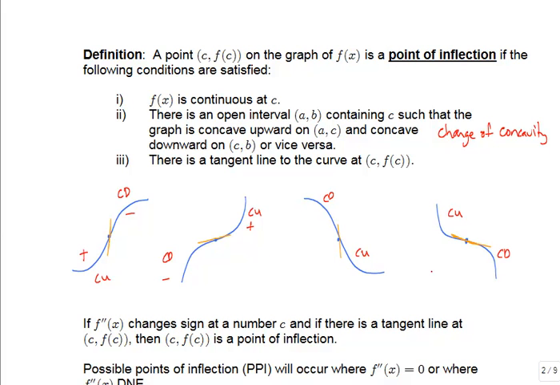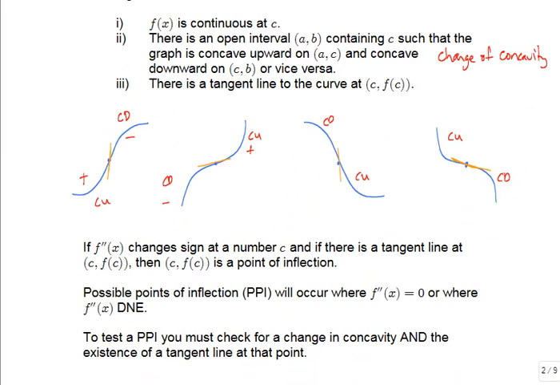So these are the 4 different shapes you might see when you have a point of inflection, and they all have a different type of concavity on the left versus the right. If the second derivative changes sign at this number c, and if there is a tangent line at that point c, then it will be considered a point of inflection.